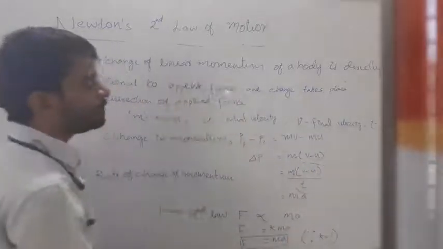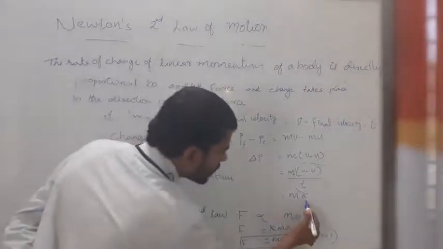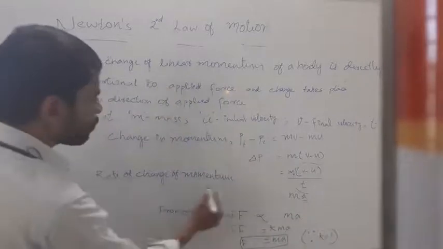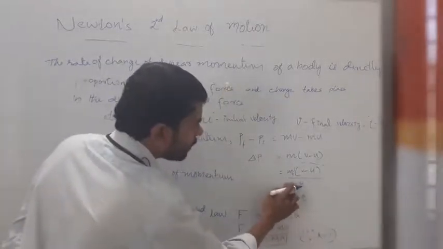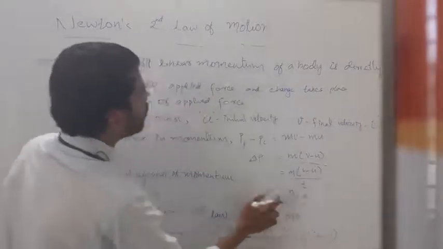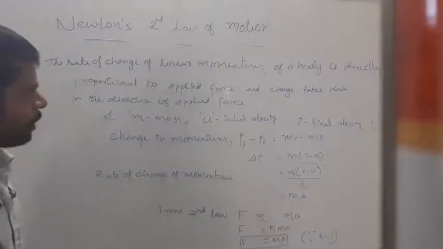That is nothing but v minus u by t, which is nothing but acceleration. So what is the rate of change of momentum? Rate of change of momentum is ma. That is simply what we can write as the rate of change of momentum. So we discussed it up to here.